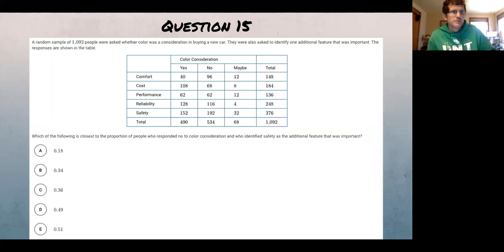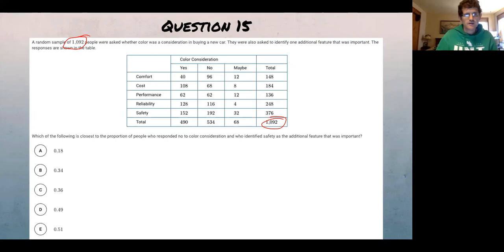So a random sample of 1,092 people were asked whether color was a consideration in buying a new car. Okay, let's see. Those are some responses. We know this might be important to know, so I'll keep that out. Oh, it's already right here. Okay, which of the following is closest to the proportion of people who responded no to color consideration and who identified safety as an additional feature that was important? So this is where we're getting into kind of conditional distributions and things like that. But this one's, you're not going to be asked a question exactly like this, I don't think.